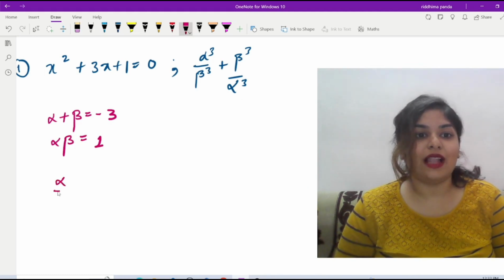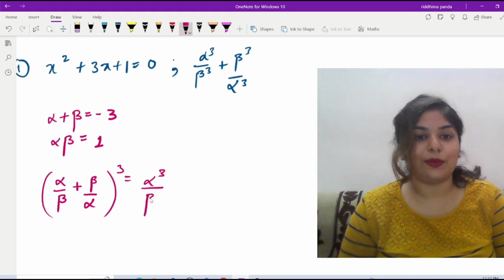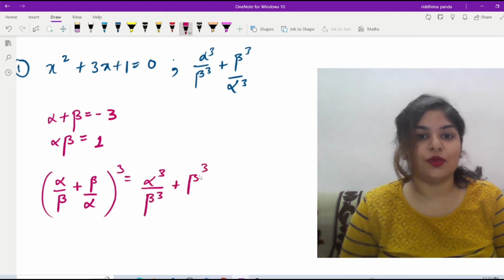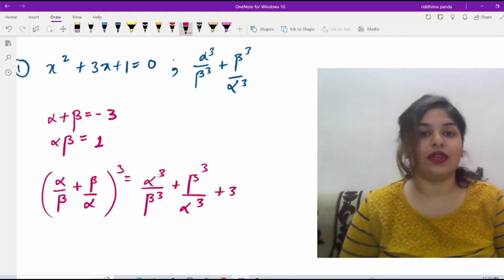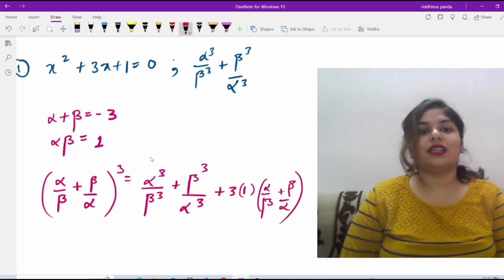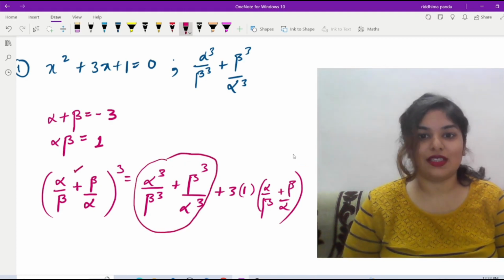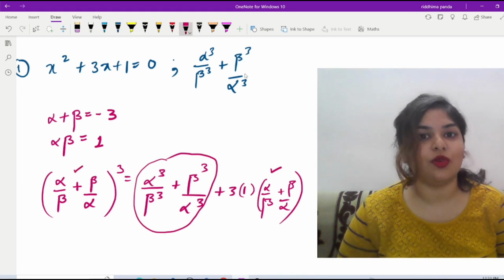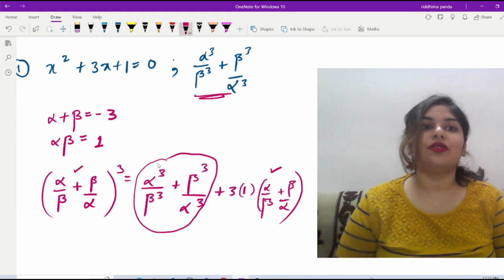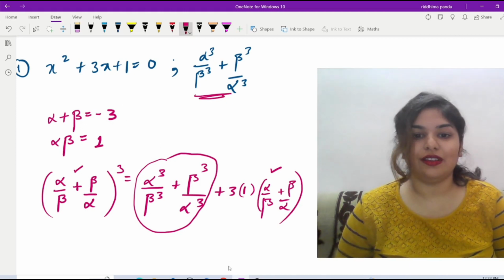Now see, alpha by beta plus beta by alpha whole cube is equal to alpha cube by beta cube plus beta cube by alpha cube plus 3 into alpha beta. So this gets cancelled. So we have 1 into alpha by beta plus beta by alpha, right? Now what we have to find out? We have to find out this. So if we have the value of this and this, we can actually find the value of what is asked in the question. So how are we supposed to proceed, right? Now let's write down from here the following.